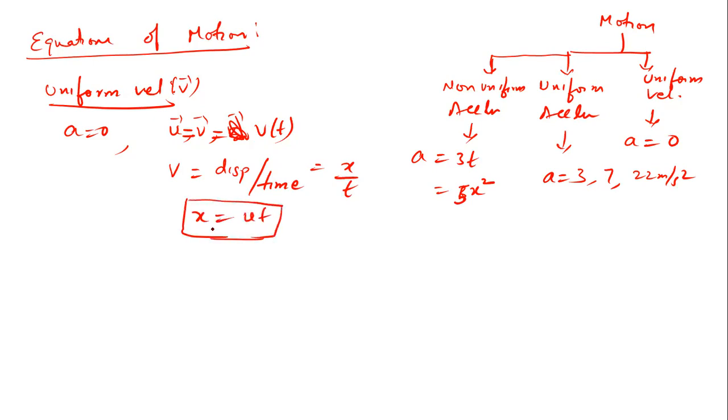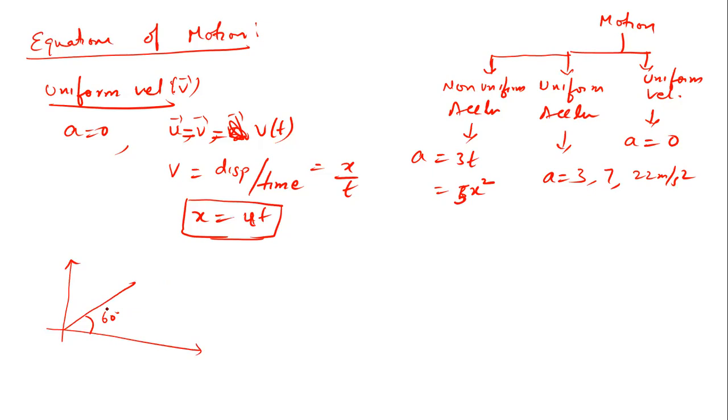You can also write y equal to ut. And this x or y tells me in what direction the particle is moving. If the particle is moving along the x-axis, I use x. If a particle is moving along the y-axis, I use y here. Okay, let us say, for example, the particle is moving like this, making an angle of 60 degrees.